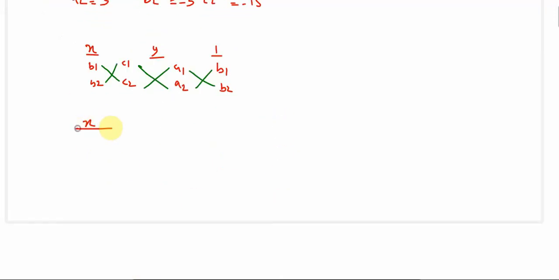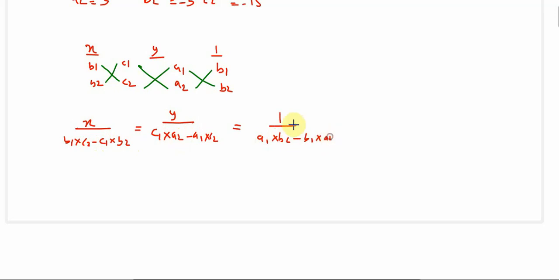For x we have always from the left hand side b1 into c2, minus sign in between, as according to the formula, b2 equal to b1 into c2, c1 into b2. Now for y, we have c1 into a2 minus a1 into c2 equal to 1 by a1 into b2 minus b1 into a2.